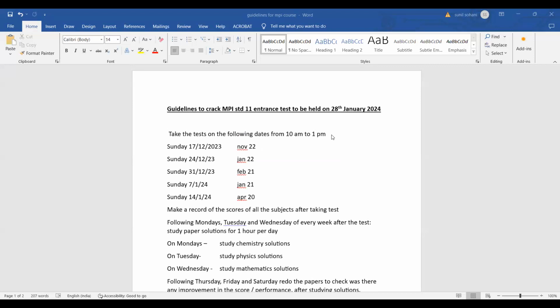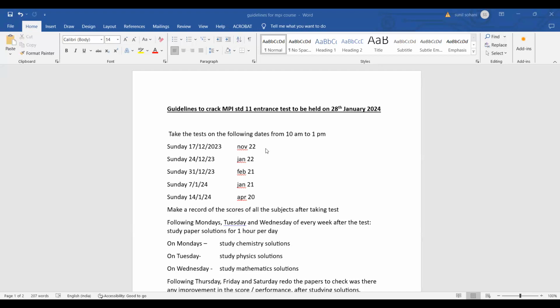Take the test on the following dates and time, strictly 10 to 1, because the exam time is going to be 10 to 1 on 28th Jan. If you set your schedule to sit for those 3 hours every Sunday, I have listed 5 papers to be solved by you. Every paper you have to solve on the given dates mentioned in the document for a 3 hour duration.